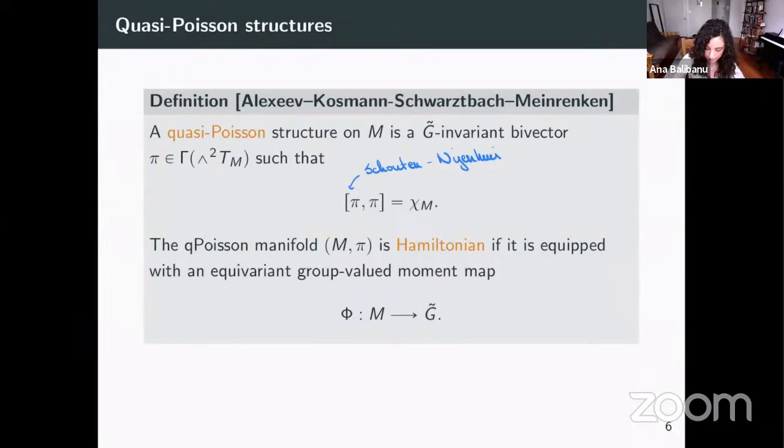So, what does this definition tell us? It tells us that if I think of pi as producing a bracket on functions on M, then the Jacobiator of this bracket, instead of vanishing the way that it does for a Poisson structure, instead is a sort of canonical trivector field induced by the group action. And then I call such a manifold Hamiltonian if it comes equipped with a group valued moment map that satisfies the multiplicative analog of the usual moment map condition.